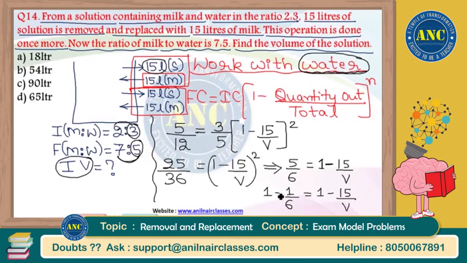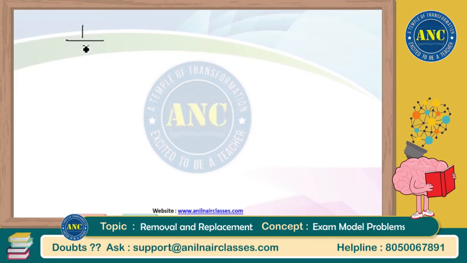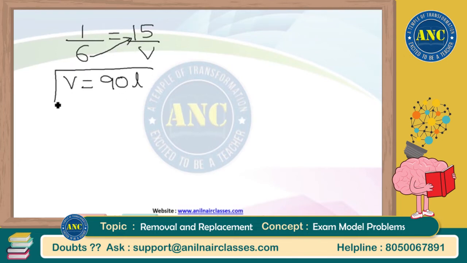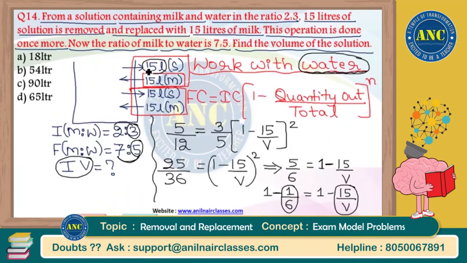Now compare left hand side and right hand side: 1 by 6 and 15 by V. They should be equated, because 1 minus on the left hand side and 1 minus on the right hand side are similar. So 1 by 6 is equal to 15 by V. V value happens to be 15 into 6. Answer for this question is 90 liters. I hope the idea is very clear.